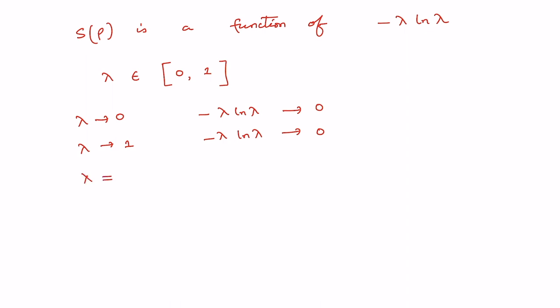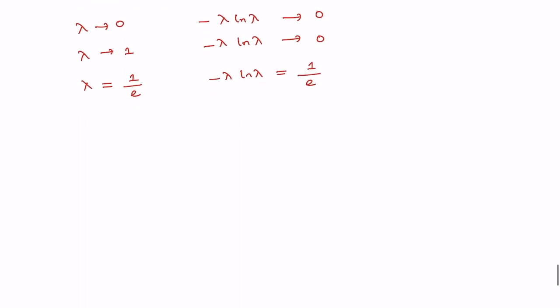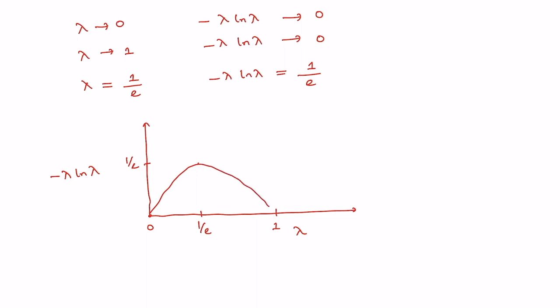This function has a maximum value at lambda equal to 1 by e, and the value you can calculate is also 1 by e. In fact, we can draw a plot of this function, minus lambda logarithm of lambda, versus the eigenvalue lambda. The eigenvalue lies between 0 and 1. It has a maximum at 1 by e, and the maximum value is 1 by e. So let us say this is the point, so we are going to get a plot like this.